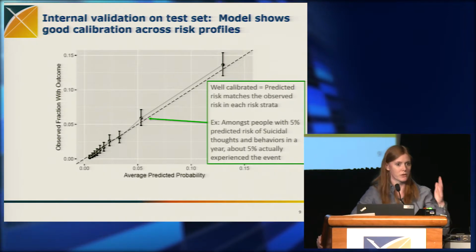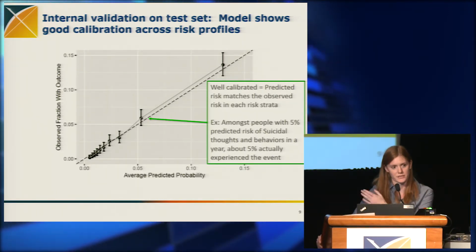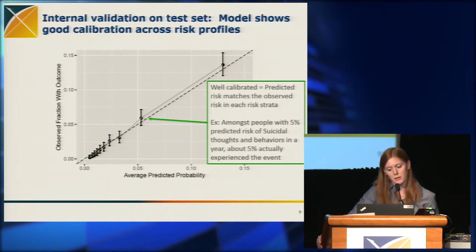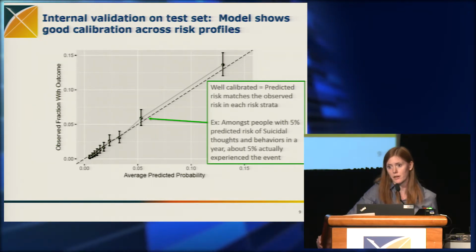We then split everyone up into 10 groups. So we take the top 10% and the next 10% and so on. In each of those groups, we calculate the average predicted risk assigned to them from the model, and we compare that with the actual observed number of people who have the outcome in that group. And these give you 10 different points.